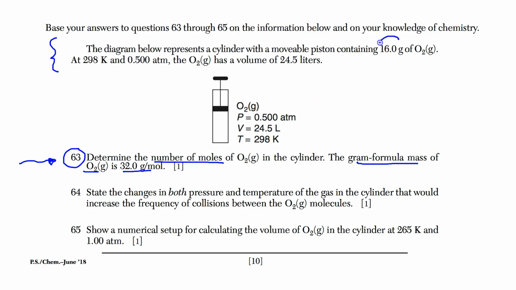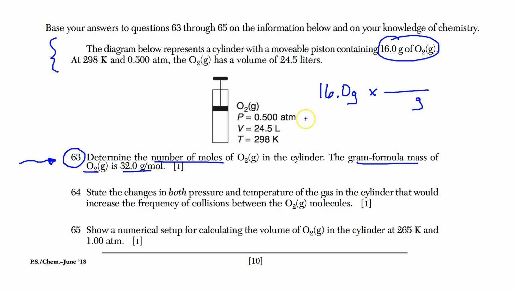Oh, there's 16 grams of oxygen. So they want the number of moles. So all I got to do is convert my grams to moles. I always write down what's given to me, 16.0 grams. And how I remember this is I want to get rid of grams, so I put grams on the bottom.